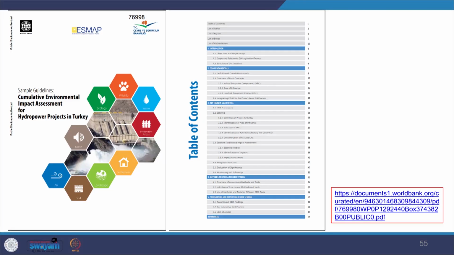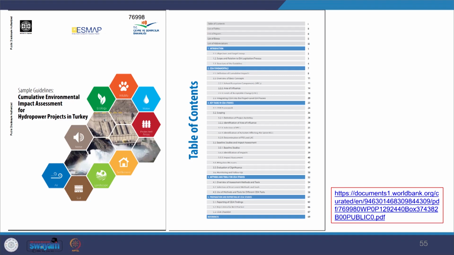Then you also find sample guidelines on cumulative environmental impact assessment for hydropower projects, and this is from the context of Turkey, and this guideline was developed by the World Bank, so you can see that. And I've also given you the link here, and then you can see again how they define cumulative impacts here, and what kind of key tasks you have to undertake while you do the cumulative assessments.